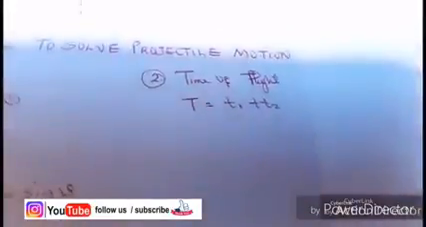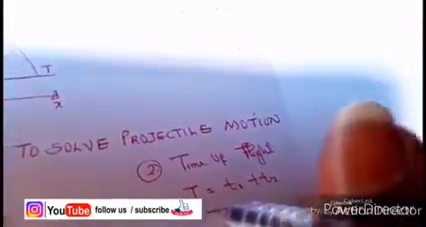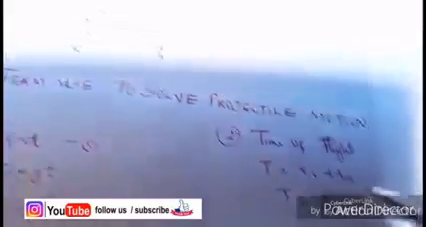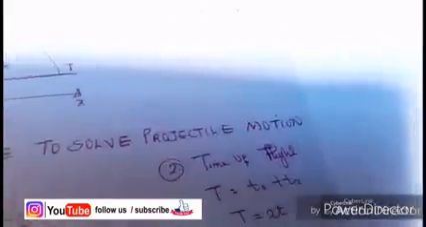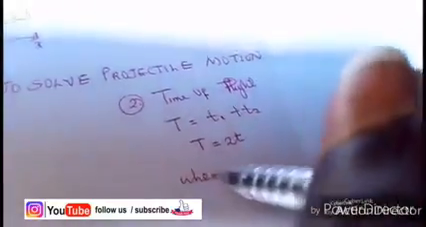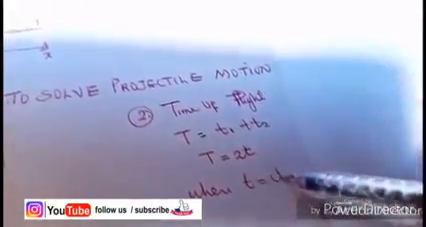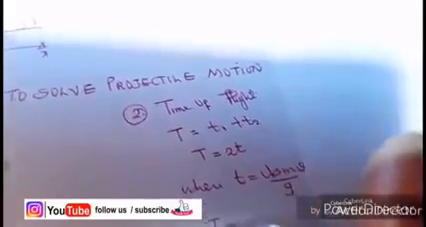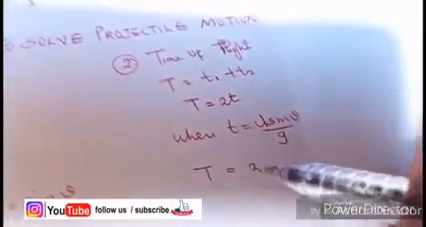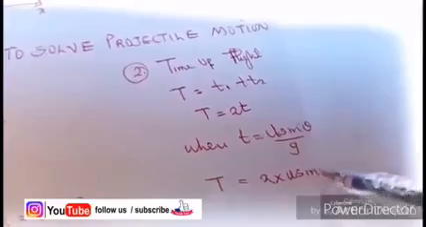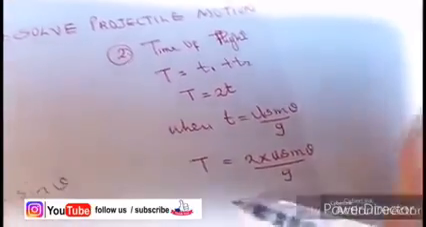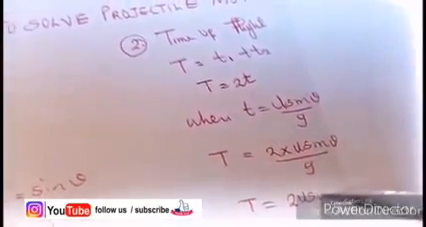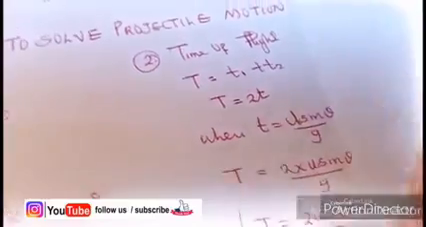So we are having two times required. For time of flight, we have T equal to 2t. So the addition of time gives you 2t. When t equal to u sine theta over g, you have T equal to 2 times u sine theta over g. So time of flight is 2u sine theta all over g.